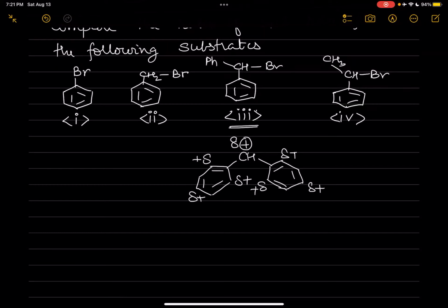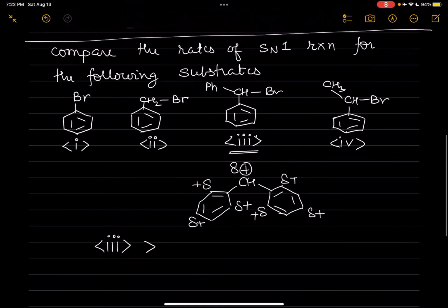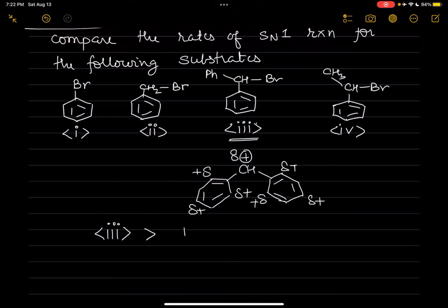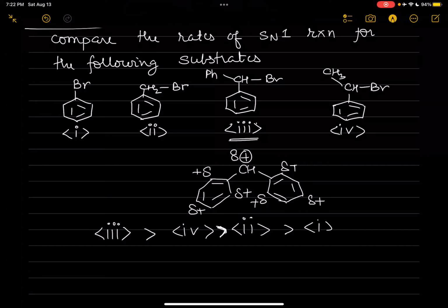The charge is divided now. If the charge is divided, you must have studied in electrostatics that its electrostatic potential energy is going to come down. So it is going to be very stable. So third is going to be the fastest, followed by fourth, after that second, and after that first. First is going to be very, very less reactive.